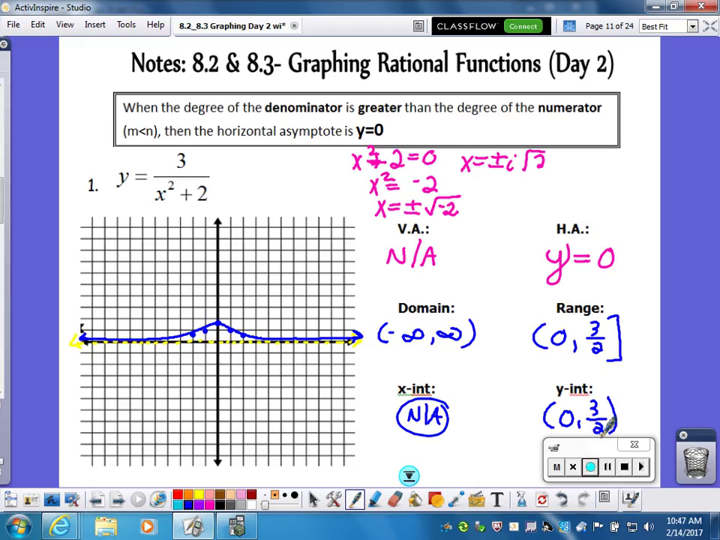So it's a different looking graph than what we've normally had, because as you can tell, we've had no vertical asymptotes. Our horizontal asymptote was y equals 0 because the degree is bigger on the bottom. So let's look at problem number 2.